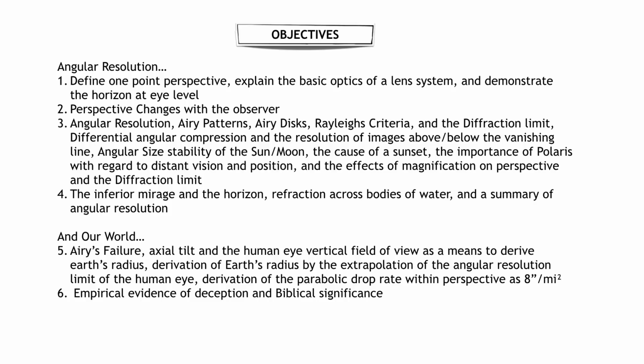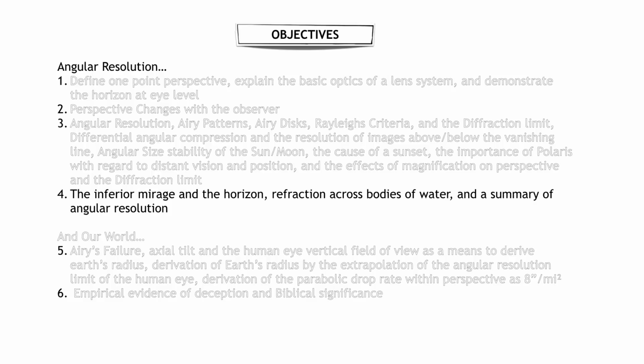Our objectives, we've outlined these before. We are now in part 4. Last time we discussed angular resolution and area patterns and Rayleigh's criteria, diffraction limits, angular size stability of the sun and moon, the cause of a sunset, the importance of Polaris with regard to distant vision, and the effects of magnification. We are now going to cover the inferior mirage and the horizon refraction across bodies of water, and a summary of the angular resolution limit.